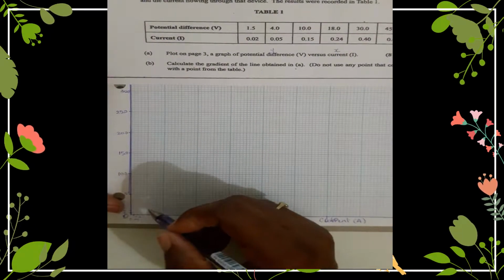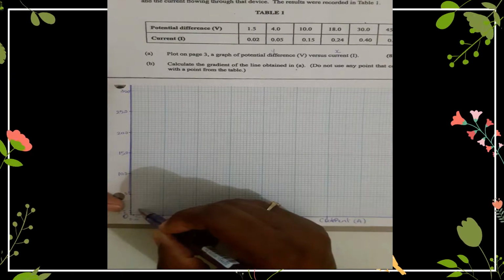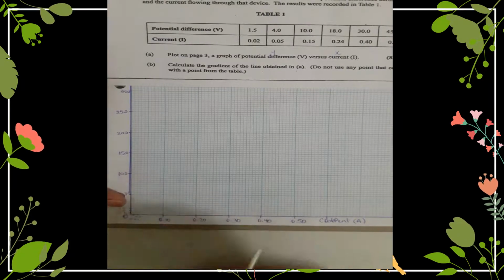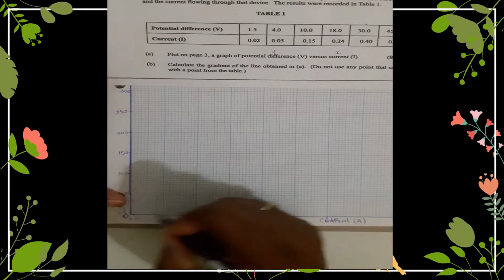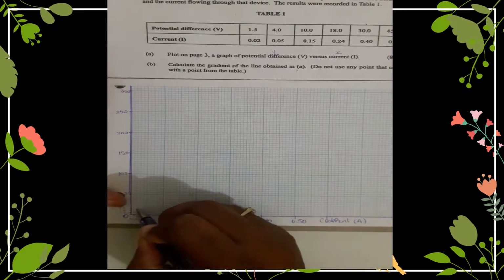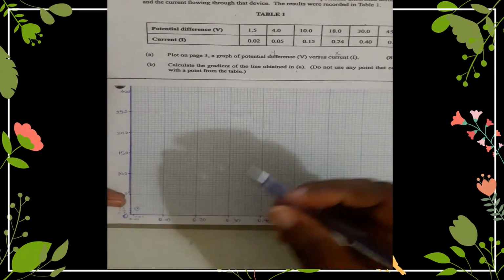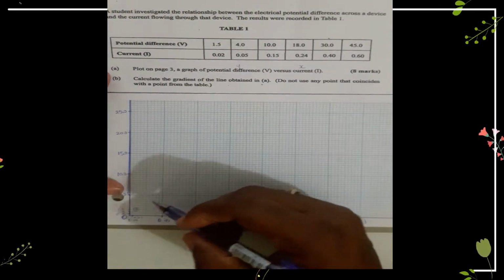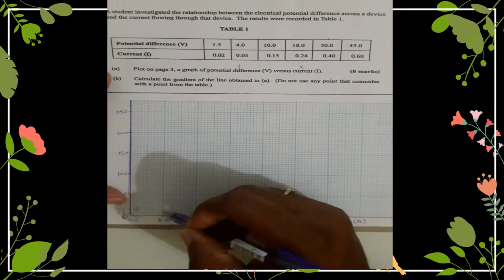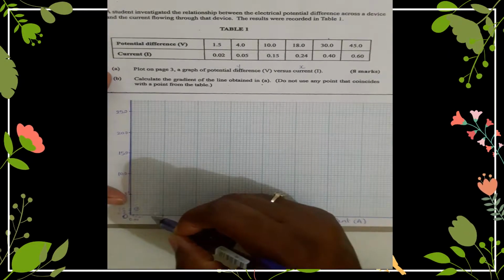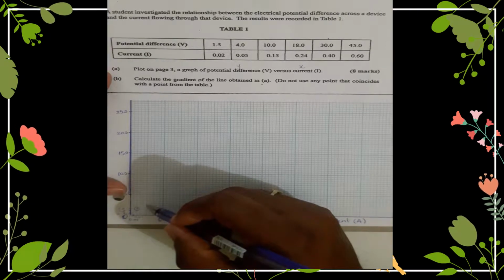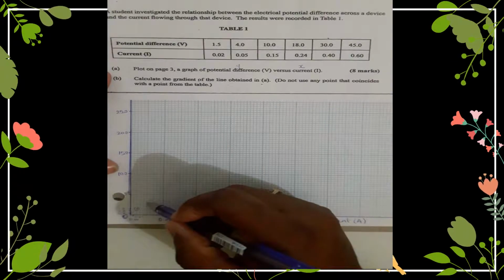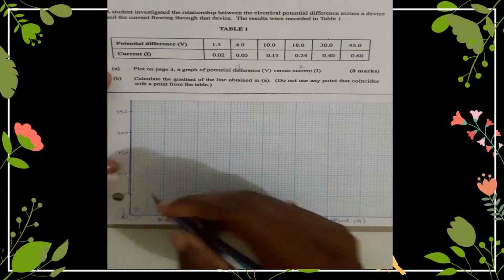So when the potential difference is 1.5, sorry, then we look for 0.2, that's the current here. So 0.2, great. And we're moving along. When the current is 0.05, which should be here, then the potential difference will be 4. So this is 2, 2.5, 3, 3.5, 4, okay?